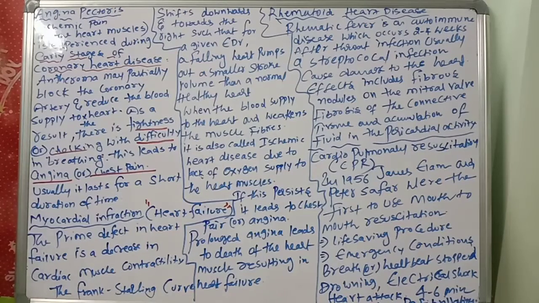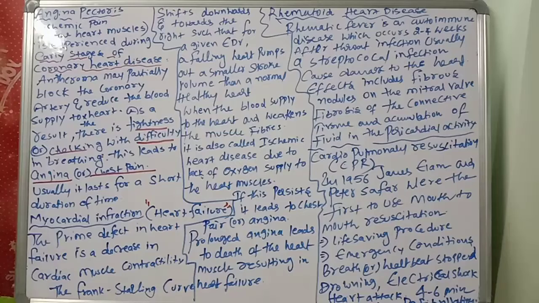The prime defect in heart failure is a decrease in cardiac muscle contractility. You know very well that contraction and relaxation are very important, meaning systole and diastole are important in the heart muscles for supplying the blood. But here, what is happening? The prime defect in heart failure is a decrease in cardiac muscle contractility. If contraction is not there, then there will be a problem. So this is the reason for heart failure.